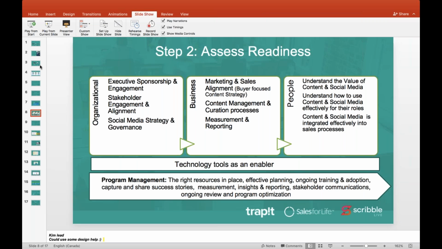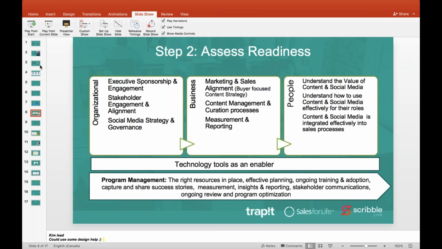And the last piece that we want to touch on, which really sets the foundation for training and adoption, is assessing your people. So understanding where your organization is, specifically the sales team, in using social media. I think the important piece is considering, does your sales team actually understand the why and the value of content and social media? You know, some of those compelling stats we've talked about. Understanding that their buyer is using social and digital, and that why and the value piece will be critical to then leading to how are they using content and social media effectively for their roles, and really those best practices. So that's really how training can come to life.